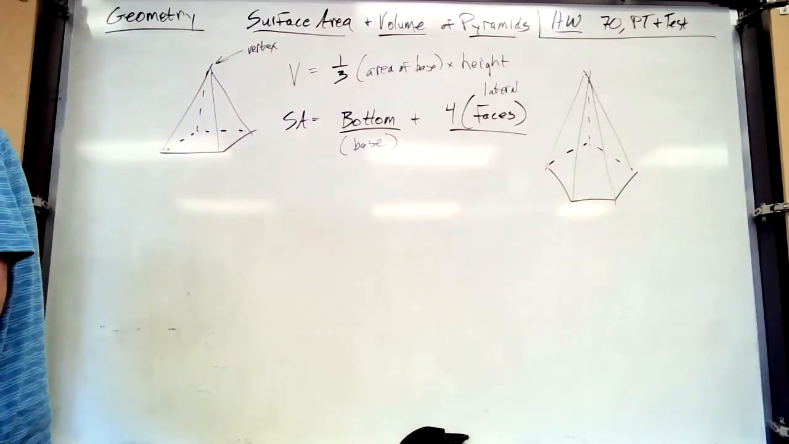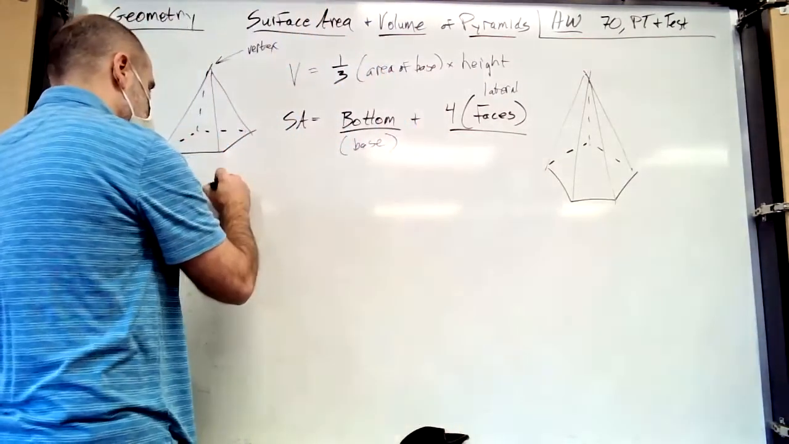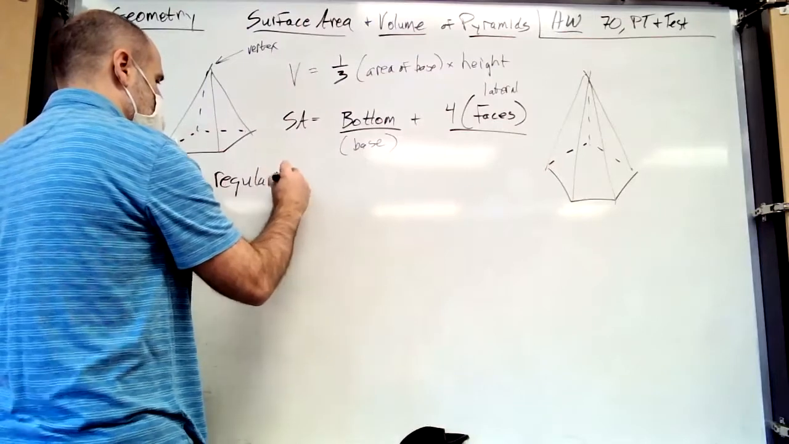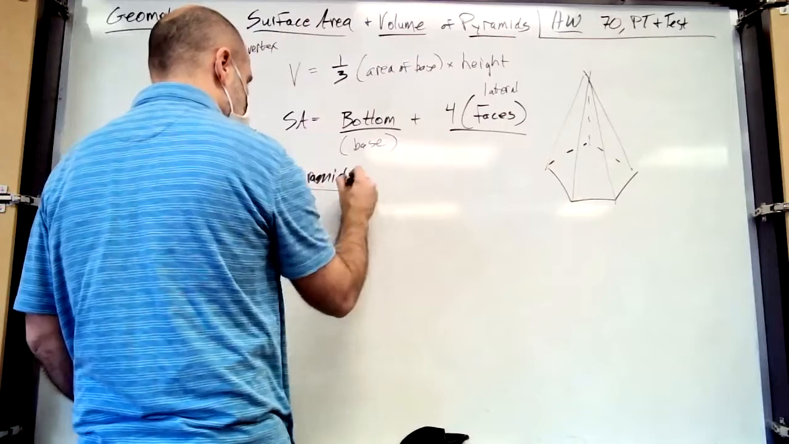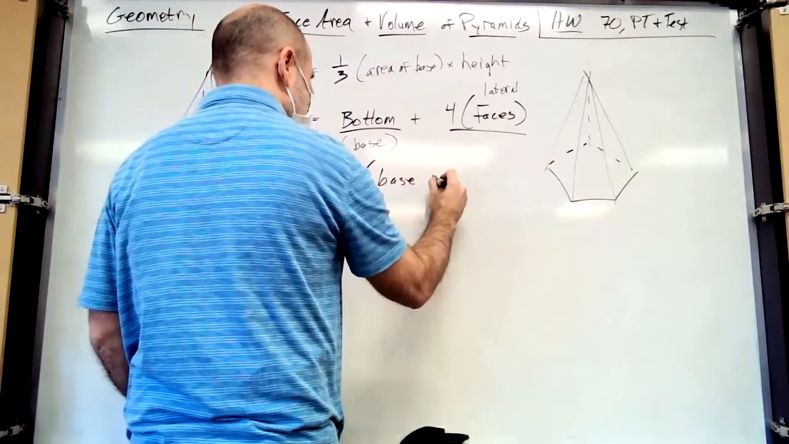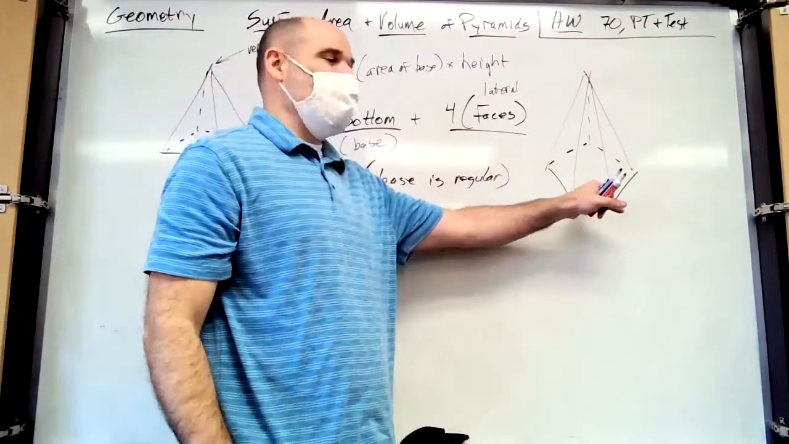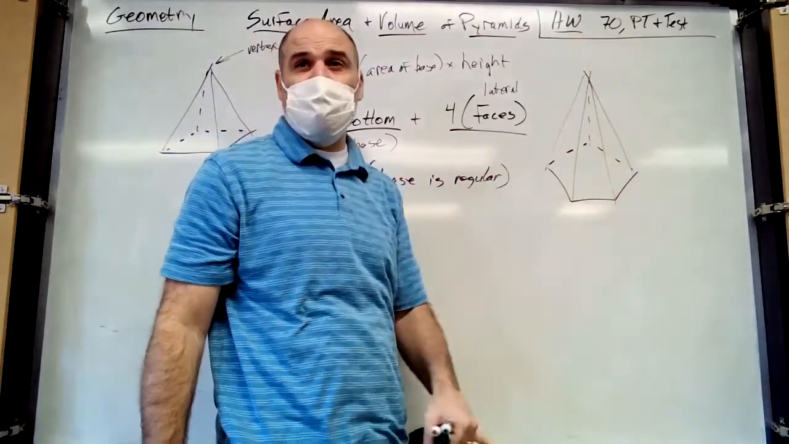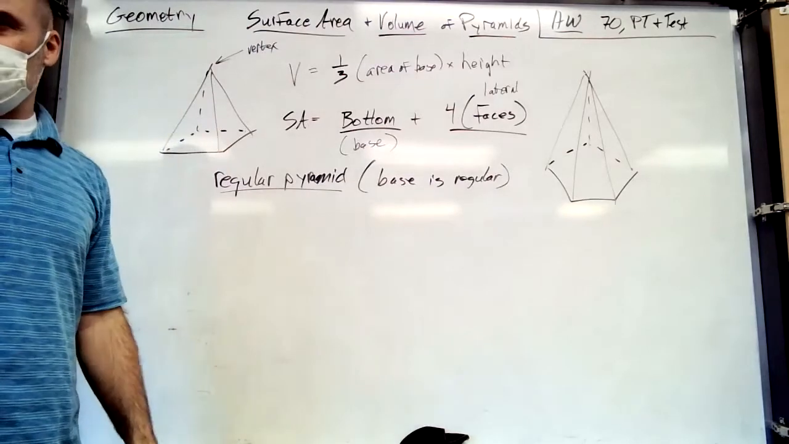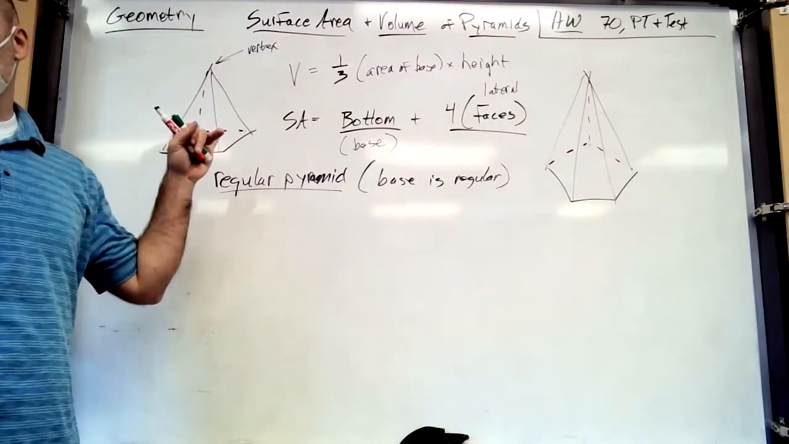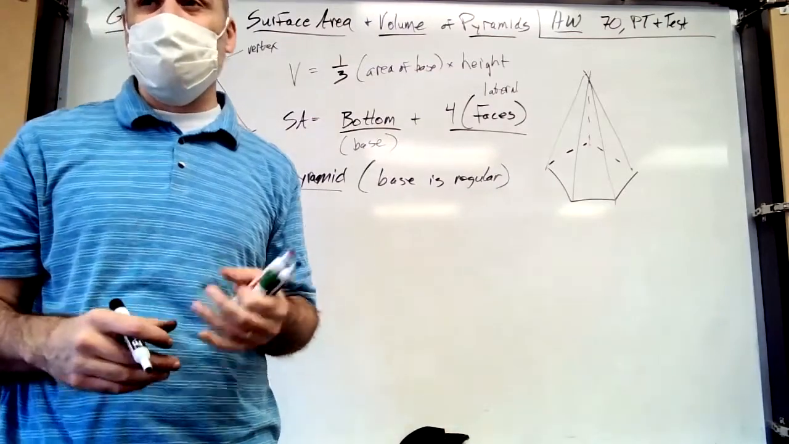Okay? A regular pyramid is a pyramid with a regular polygon as the base. So this is good to know. Regular pyramid. The only definition that you need to worry about is that the base is regular. So if this was a regular pentagon, this would be a regular pyramid. If this was actually a square, this would be a regular pyramid. If it was a rhombus that wasn't a square, then this is not a regular pyramid. It's got to be regular. All sides and all angles are the same.